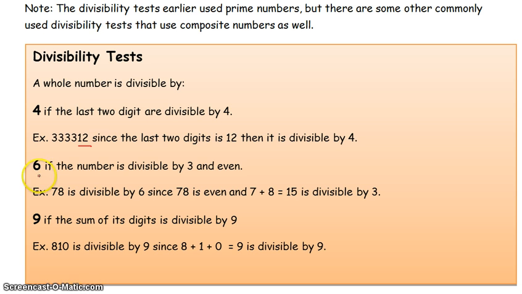Now we come to 6. Now 6 borrows from the rule of 3. This is what happens. If a number is divisible by 3 and even, then it's divisible by 6. For example, 78. We knew 7 plus 8 is 15. That's divisible by 3. And since it's even, it's divisible by 6.